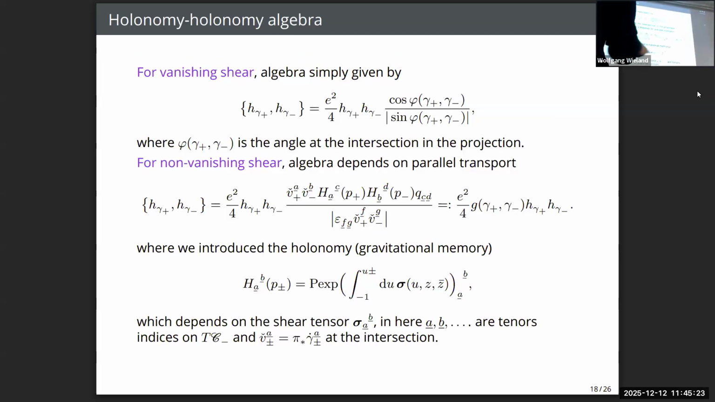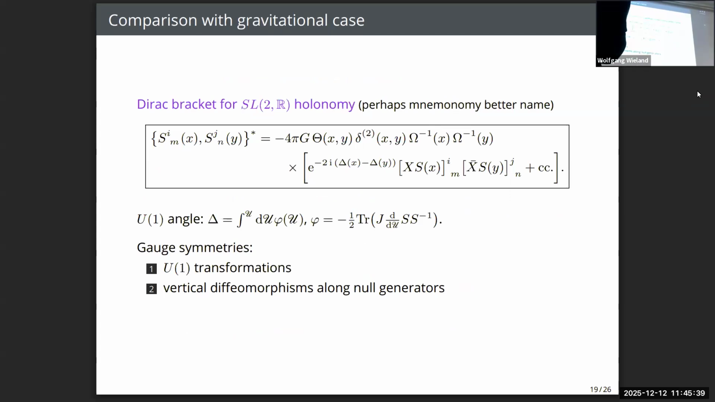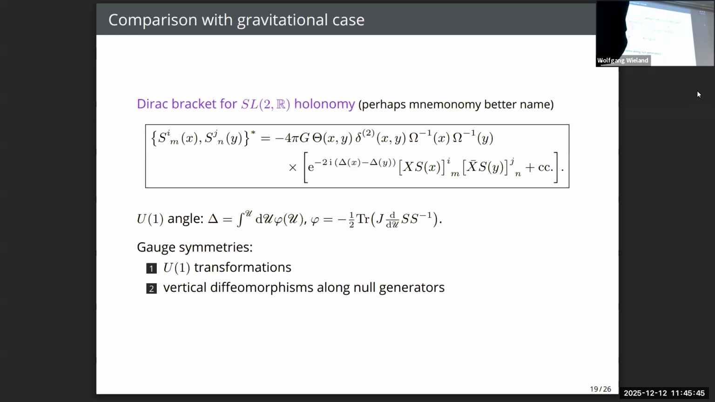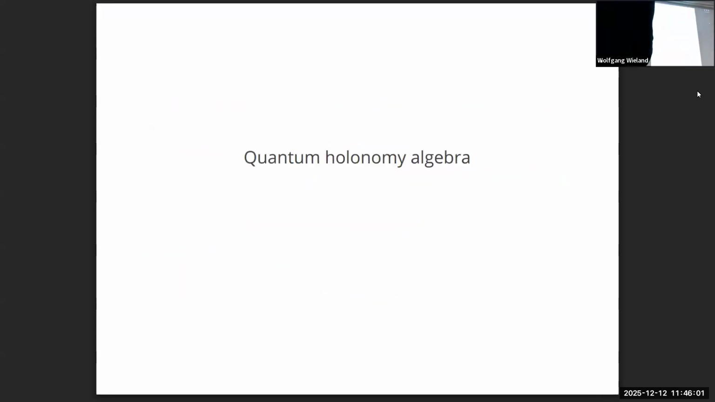So for non-vanishing shear, these Poisson brackets know about the integral of the shear. In a sense, the integral of the shear asymptotically is what we would call gravitational memory. And notice this structure, holonomy, product of holonomies, something, this appears all the time in the algebra of null hypersurfaces. Even for the gravitational case, you get a similar algebra, but now the expressions look a bit more complicated. This just as a side remark.